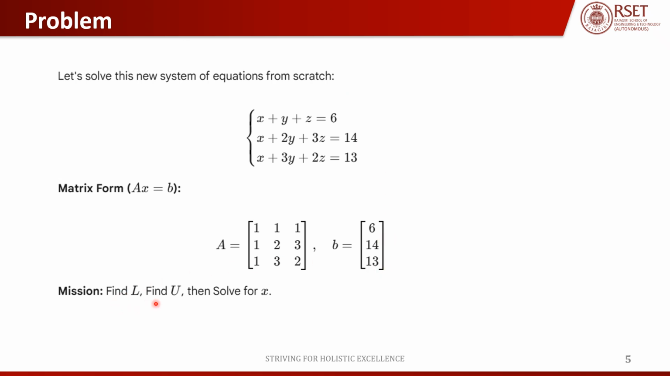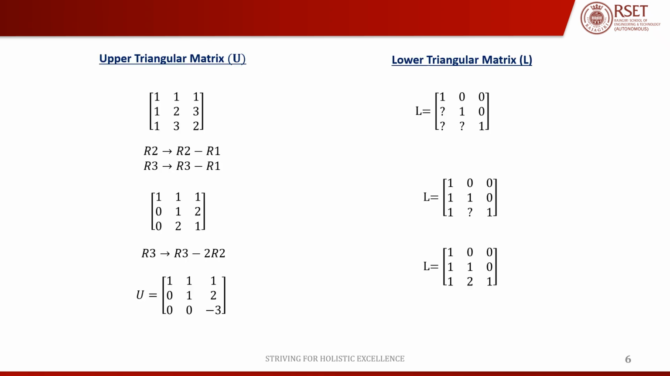Next our mission is to find L and U, and then solve for x. That is the method we are going through. First we have to find U and then L, and we will solve for x. So we have A here, and from here we have to find what U is and what L is.